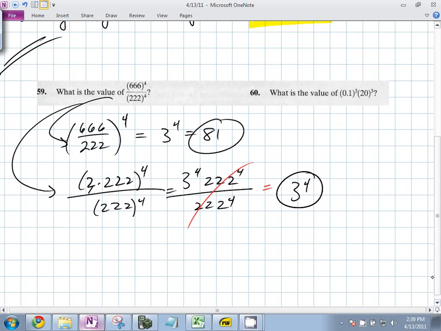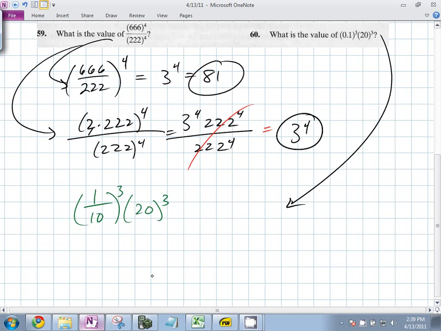Now, what about 60? You're not using a calculator. What should you do first to clean up 60? Well, they have the same power. There are two ways. We'll do both ways. 1/10 to the third, 20 to the third. Should you multiply that out? No. What do you do with that power of 3?